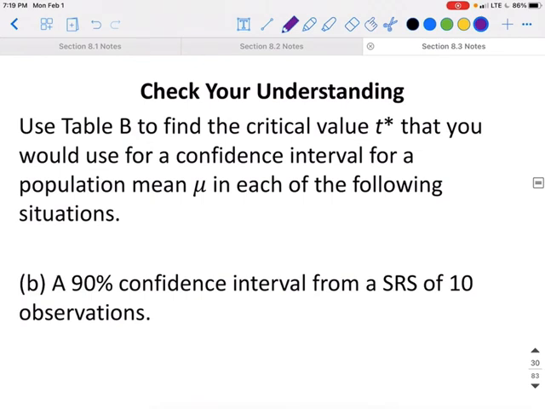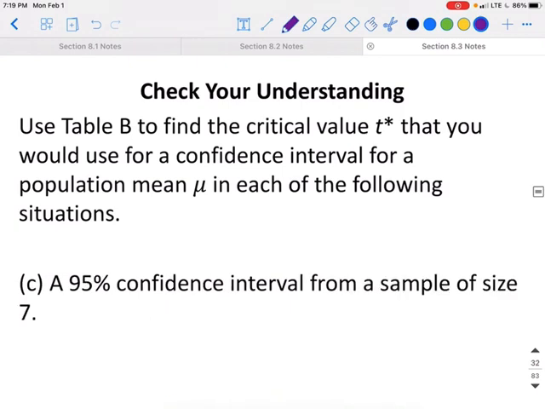This time we want a 90% confidence interval with a sample size of 10. Again, our degrees of freedom will be 10 minus 1, which is 9. So we'll look up a degrees of freedom of 9 with a 90% confidence level on table B, and you should find your t-star value as 1.833. If we have a 95% confidence interval for a sample size of 7, your degrees of freedom in this case will be 7 minus 1, which is 6. Our confidence level is 95%, which should give you a t-star value of 2.447.